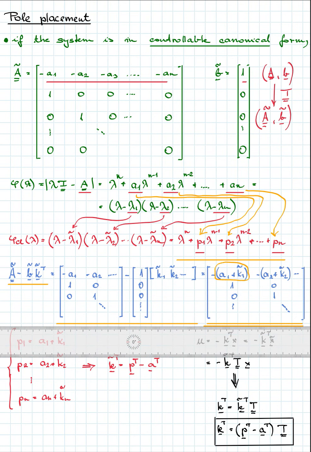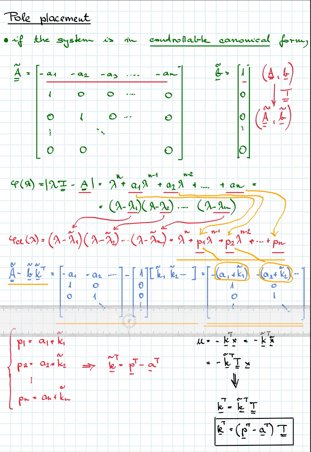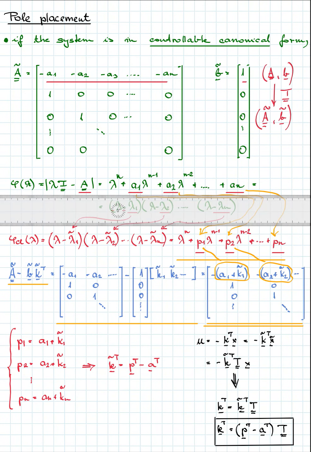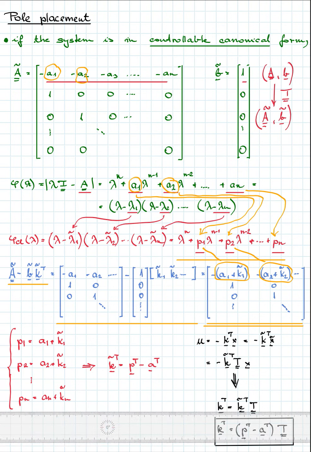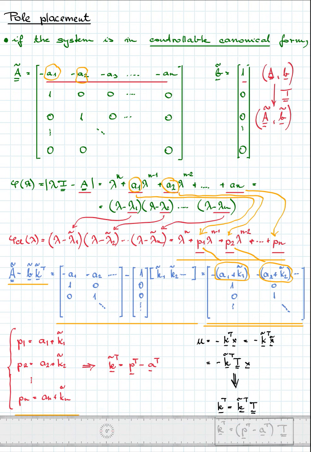So it means that this value a1 plus k1 tilde must be equal to p1. a2 plus k2 tilde must be equal to p2, etc. Because if we go back for a short while to the green notations, a1 in the polynomial appears here, a2 in the polynomial appears here in the matrix, and so on. So these values must be exactly the same, and these are what I have copied to this place. So p1 is a1 plus k1 tilde, p2 is equal to a2 plus k2 tilde, and so on.